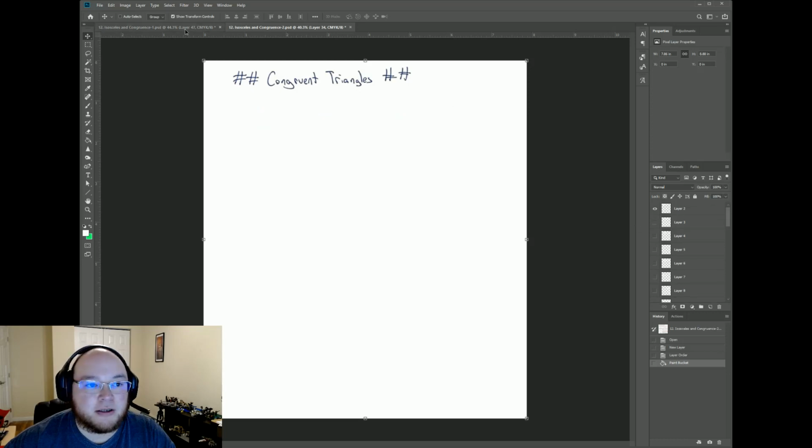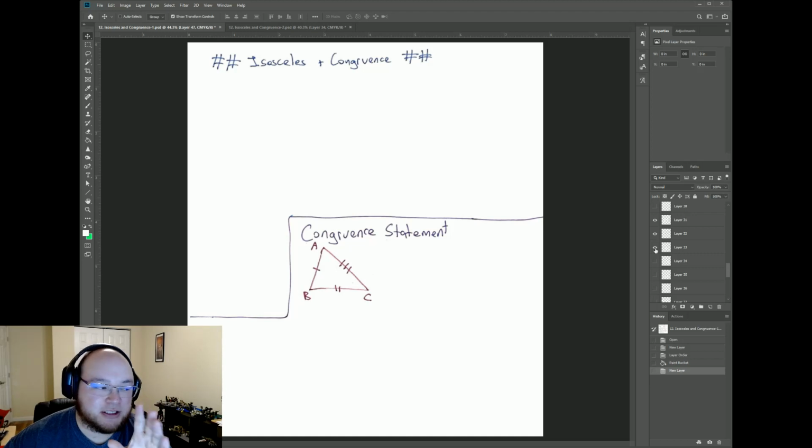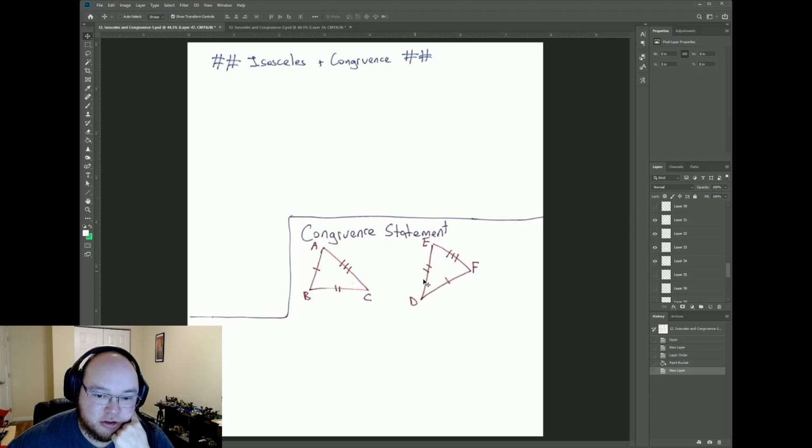Boom. Okay. So, a congruent statement. That's what we need to talk about now. And it's pretty simple. It's basically when you have two sets of triangles and we want to say that they are congruent, how do we say that? A lot of people would just say, oh, triangle ABC is congruent to triangle DEF. And that is not true.